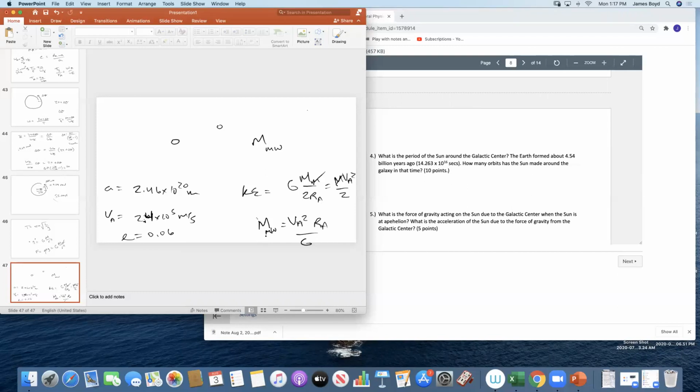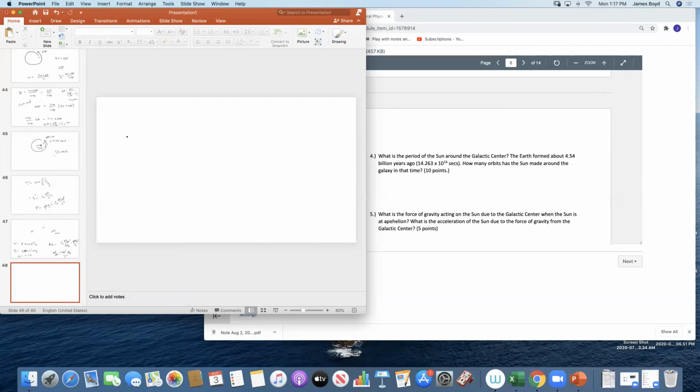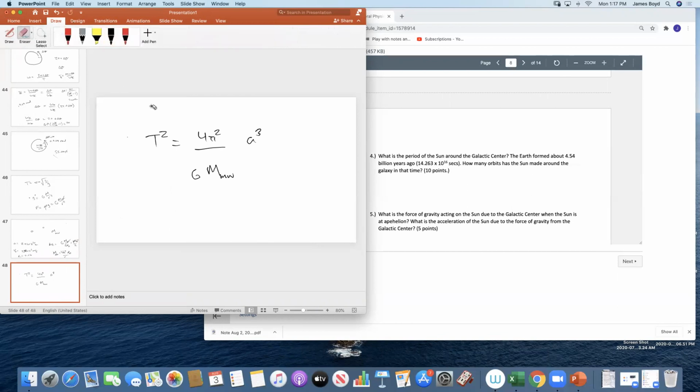When you do find that, once you know that, the period from Kepler's third law, T squared is 4 pi squared over G M of the Milky Way that you just found, times a cubed. Taking the square root of this will give you the period. But remember that a has to be in meters, this has to be in kilograms, and so on. Once you find this though, you're going to find it ends up being like 20 times this number.